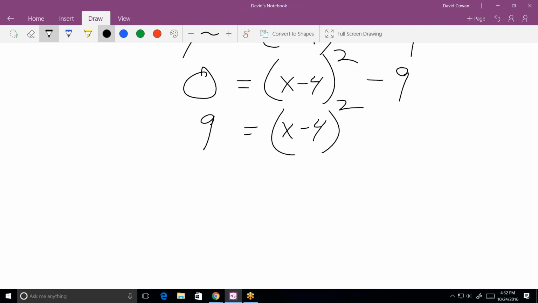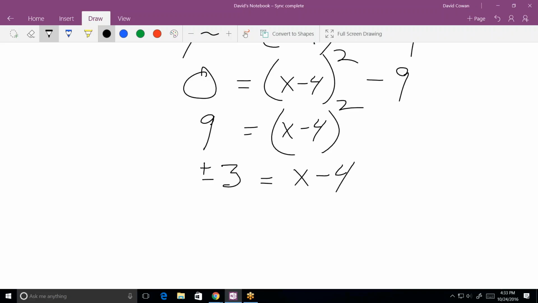Now take the square root of both sides. What do you get? 3 equals x minus 4, or plus or minus 3 equals x minus 4. Remember, whenever you're solving an equation by taking the square root of both sides, always begin your answer with the words plus or minus.